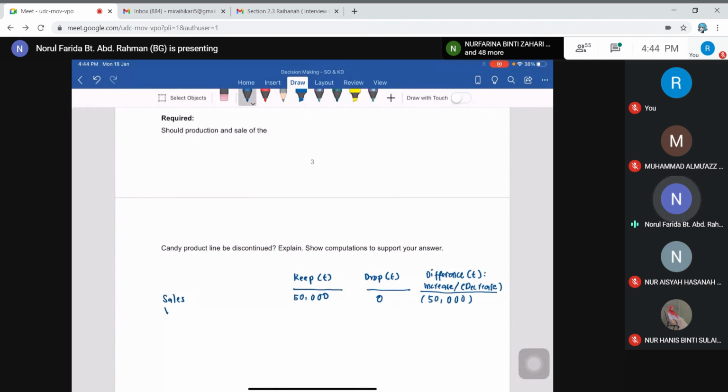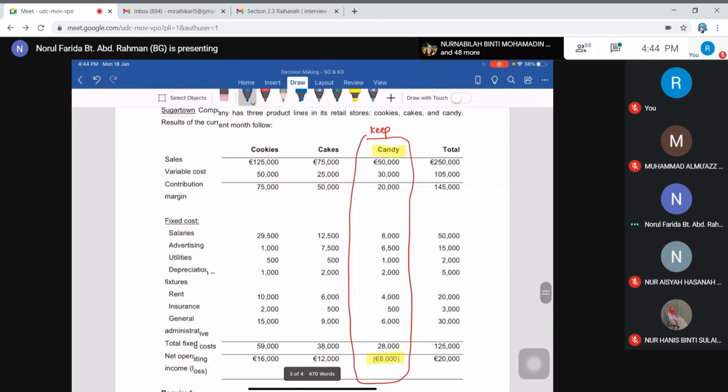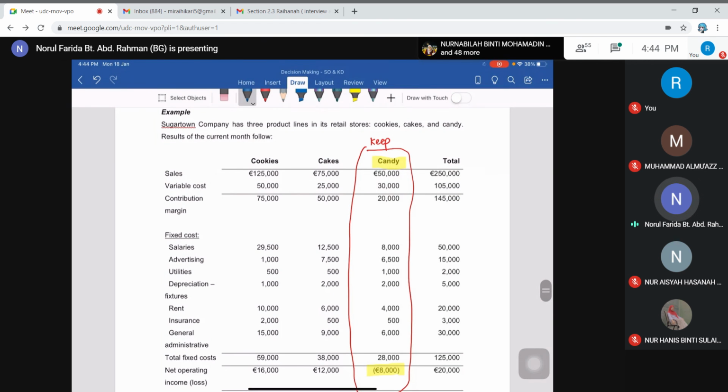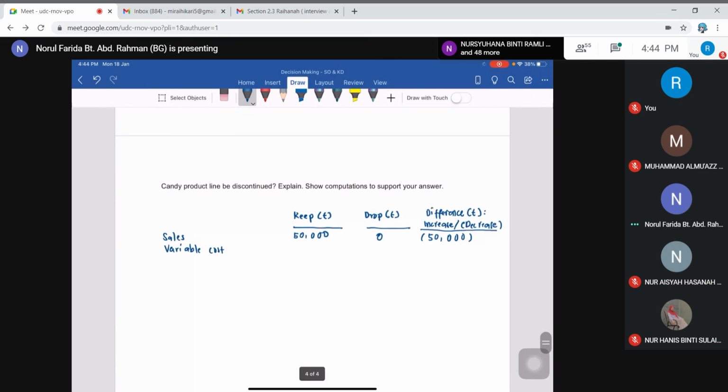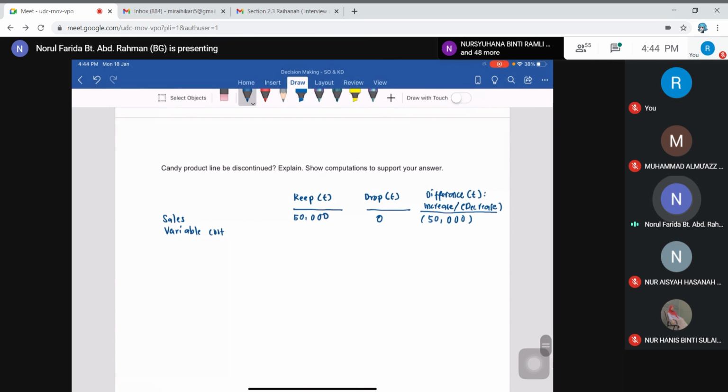And then you have your variable cost. Yang ini the same thing dengan ni. Sama je sebab kita akan buat bentuk yang sama je. So you have your variable cost untuk candy is, kalau kita keep, kita punya variable cost 30,000. Kalau kita drop, tak ada lah variable cost tu. Okay? So zero lah. So you have a difference of 30,000.